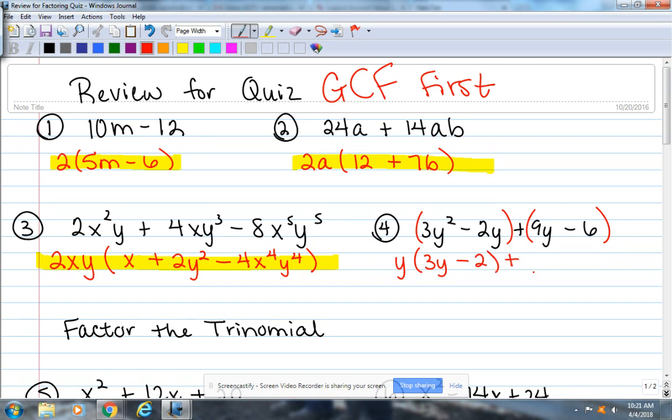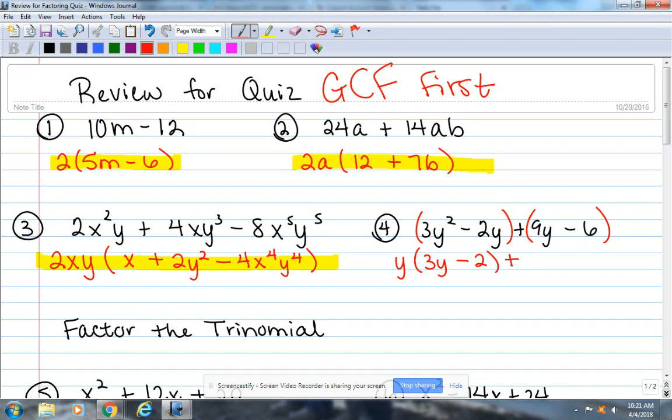Y'all, I've been seeing no signs right here. That's incorrect. If you don't copy that plus sign there, or whatever sign it is, that's mathematically incorrect. Because if you don't have anything between them, it's saying they're multiplied together, and they're not. They're added or subtracted. So make sure you bring your sign down.